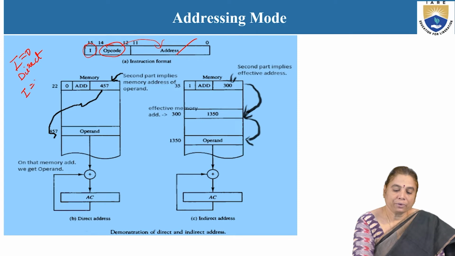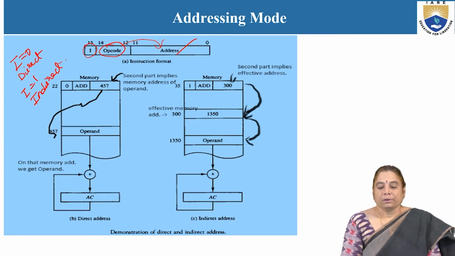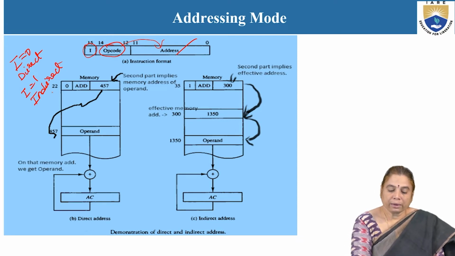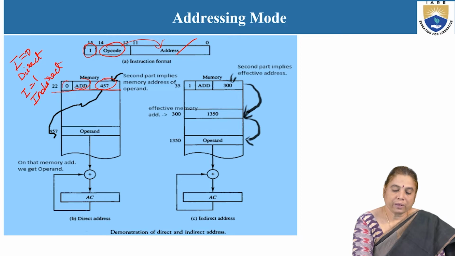If the I value is equal to 1, then it is an indirect addressing mode. So, what is this direct and indirect addressing mode? Consider this example. Here the instruction can be specified as 0 ADD 457. So this is the operand part, this is the instruction code, the add operation to be performed, and this is the addressing mode.